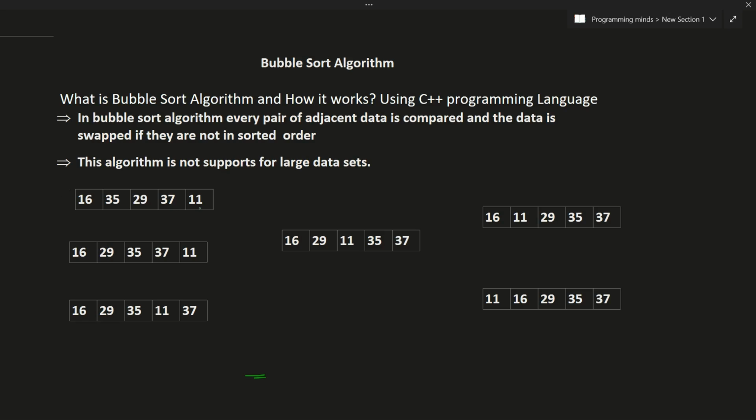So what happens in the bubble sort algorithm? Every pair of adjacent data is compared. In the first iteration we will start by comparing 16 and 35. 16 is smaller than 35, so we will keep that data as it is. Then we will compare 35 with 29. 29 is smaller than 35, so we will swap the positions of 35 and 29.